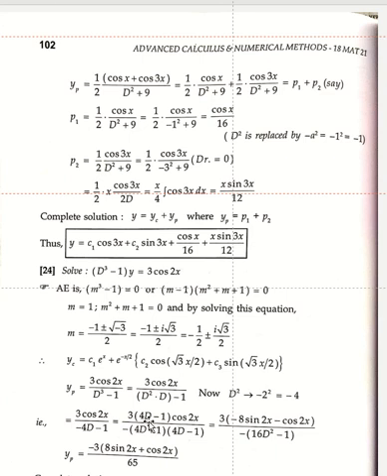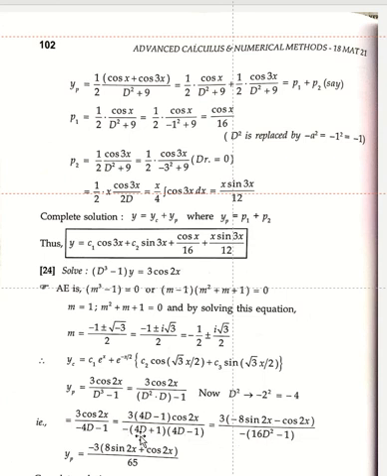Or write 3 as it is. First here multiply with 4D. 4D into cos 2x is 4 into the differentiation of cos 2x, which is minus 2 into sin 2x. Minus 2 into 4 is minus 8 into sin 2x. Here minus 1 into cos 2x is cos 2x divided by, here minus write as it is.